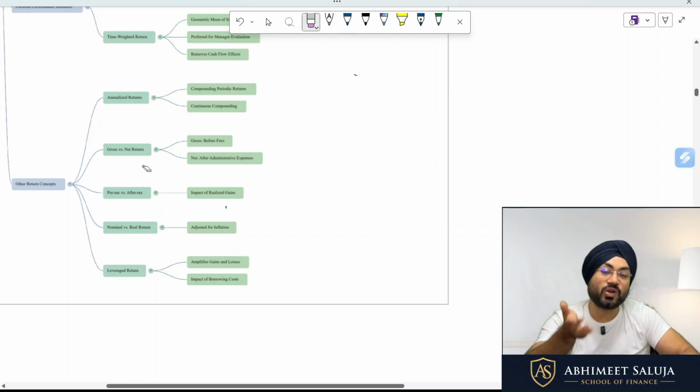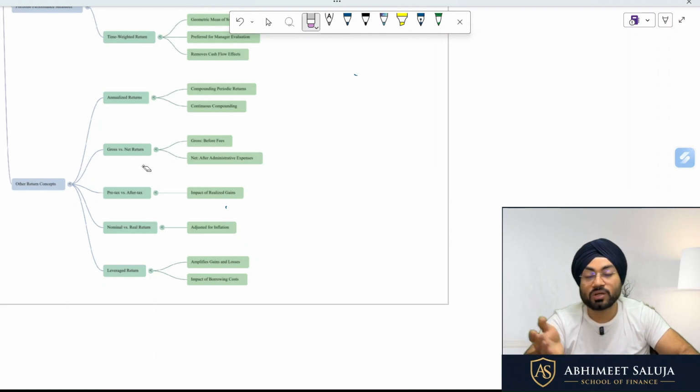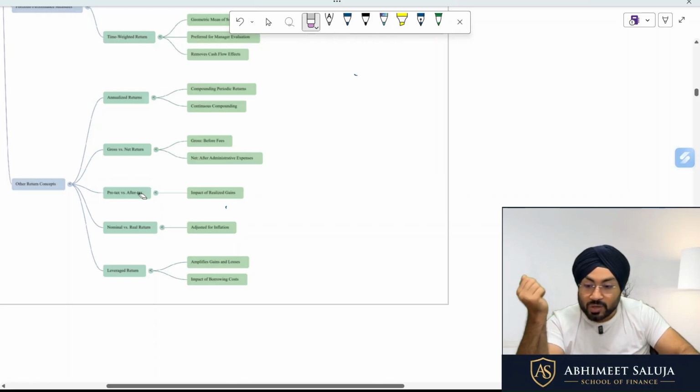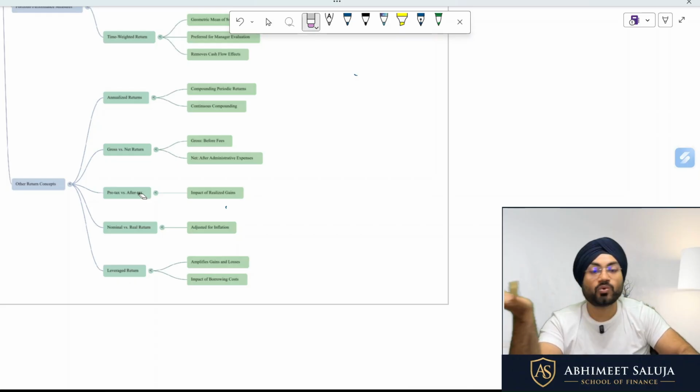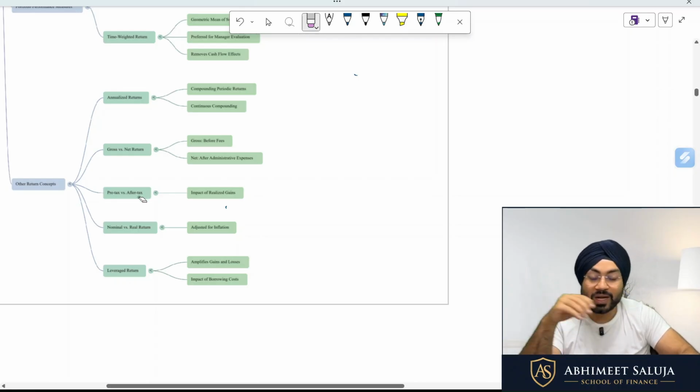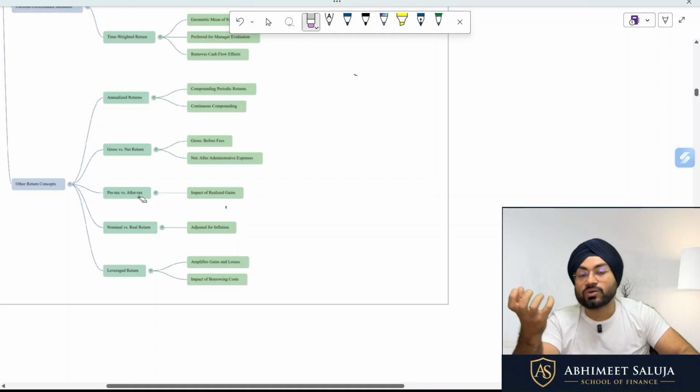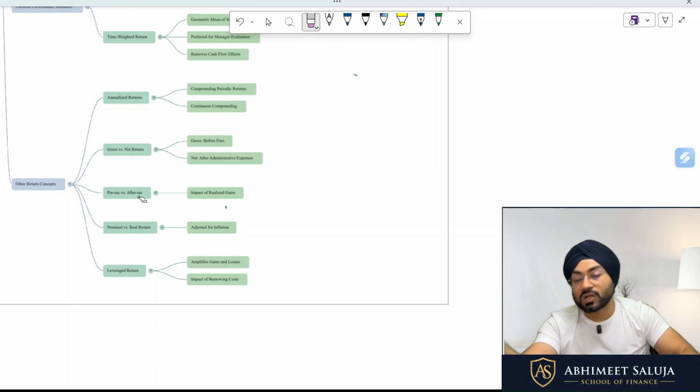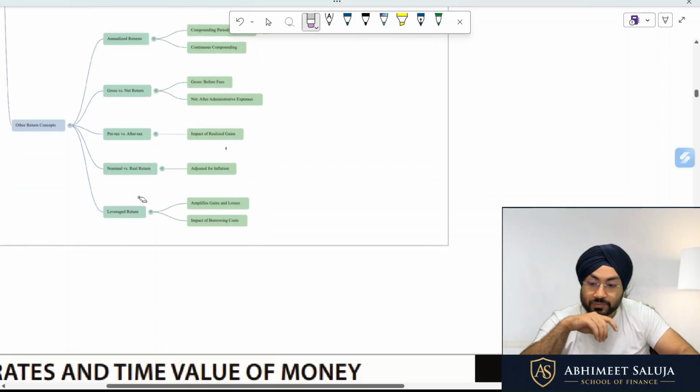Gross versus net return: when you take into account the management fees, taxes, charges, trading costs and all. If you don't take them into account, then it is gross return. If you take them into account, then it is net return. Pre-tax versus post-tax: if you take into account the taxes that you are going to pay to the government over the capital gain, the dividends received, the interest received, then it is post-tax. If you are not taking them into account, then it is pre-tax.